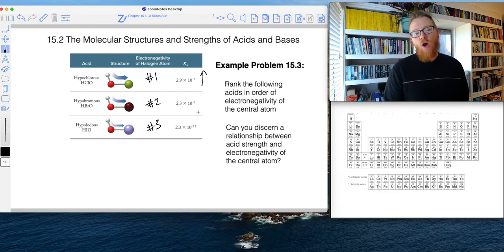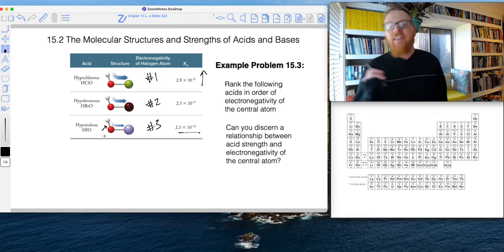So recognize that all of these Ka values are incredibly small. That means these are all weak. But you notice that hypoiodous is the weakest, and that's because the iodine is the least electronegative, meaning it doesn't pull electron density out of that bond very well. And because it can't pull that electron density out of that bond, this bond is the strongest, so the least likely to dissociate.